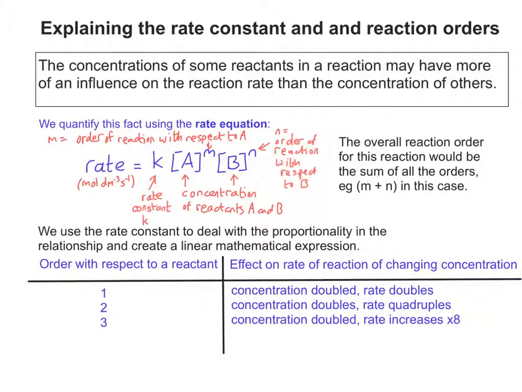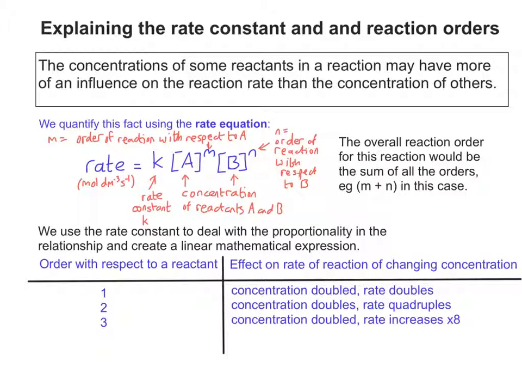So let's have a quick look at the effect on rate of reaction of changing the concentration of reactants that have different orders. If you have a first order with respect to a certain reactant, if the concentration is doubled, the rate also doubles. If you have second order with respect to a reactant, the rate quadruples, increases by a factor of 4, if the concentration is doubled. And if the concentration is doubled with the order being third order with respect to a particular reactant, the rate increases by 8.